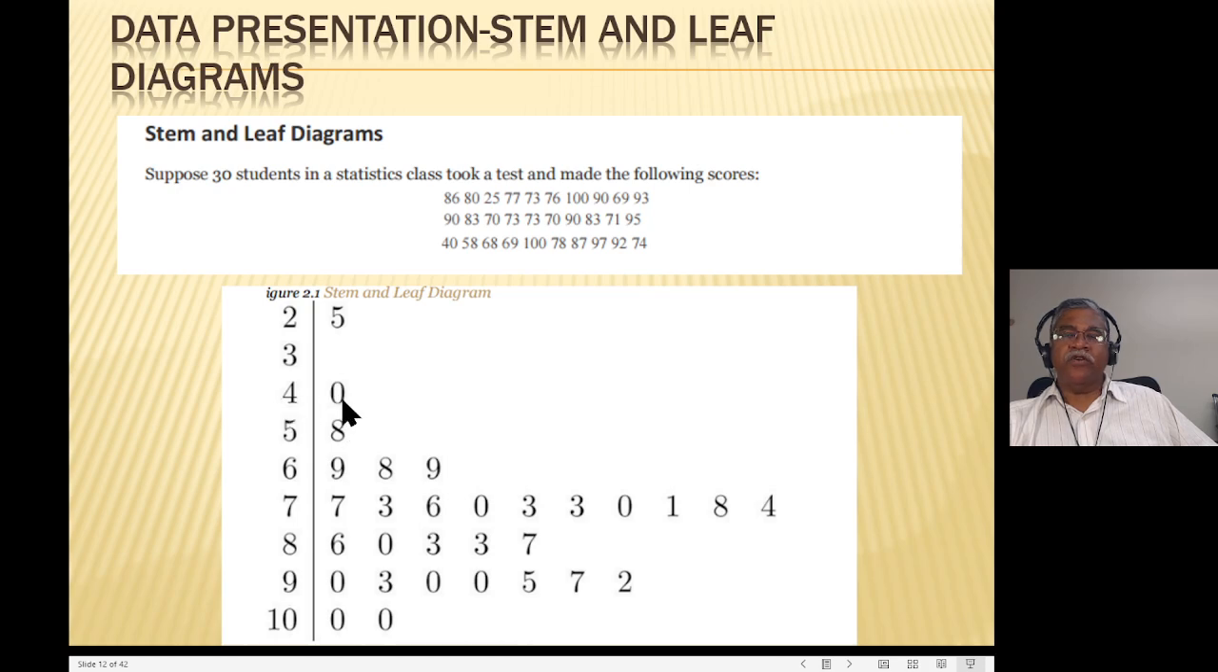This means that 40 is a score, and there's nothing here, which means there's no student who gets anywhere in the 30s. But you see, most of the scores are in the 70s, right? So 73, somebody got a 77, 73, 76, 70, 73, 73, 70, 71, 78, and 74, right? And clearly you can see two people got 100.